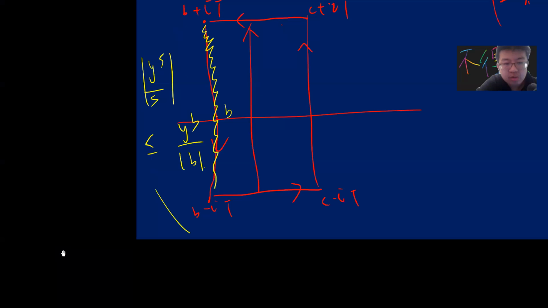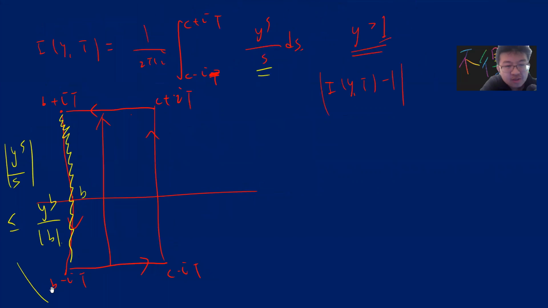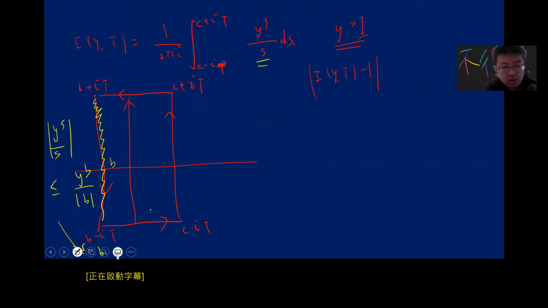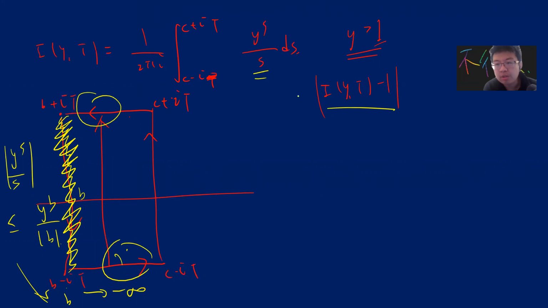Oh, sorry, what's going on? Okay. So if you take b to go to negative infinity, then this guy will be 0. Okay, so you don't need to care about this. All the error term comes from these two, right? All the error term comes from the left, the upper and the bottom.